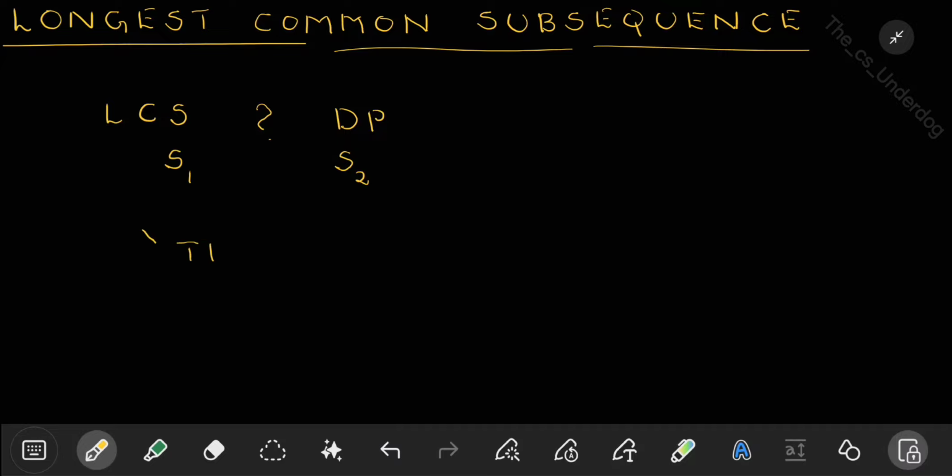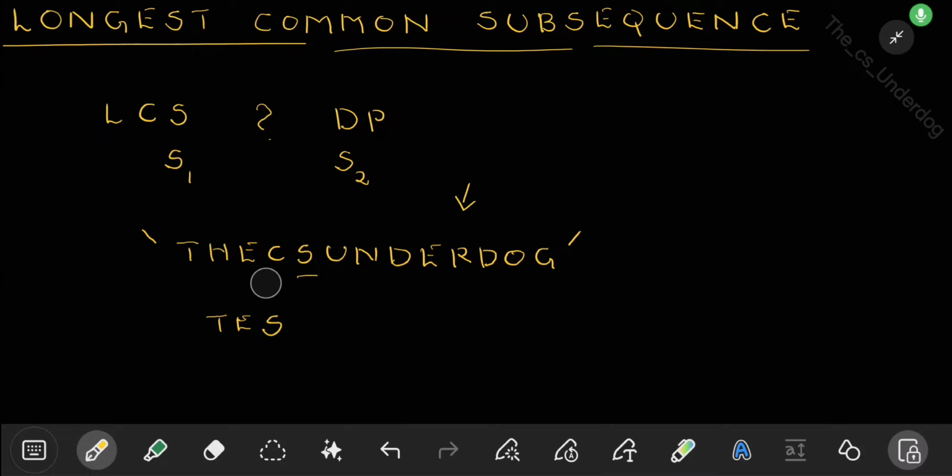If you have a string, "the CS underdog", this is the string you are having. Let us try to find out which are the subsequences of "the CS underdog". You have to follow the order from left to right, but it need not be contiguous. You can choose any letters. You need not necessarily choose contiguous letters. For example, TES is a subsequence of the string. Similarly, if you choose CNE, CNE is also a subsequence of the string.